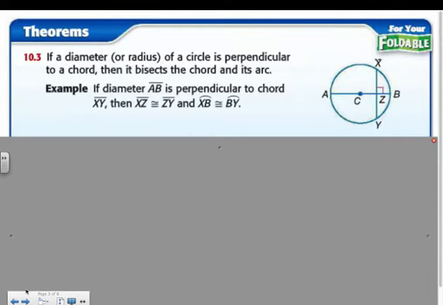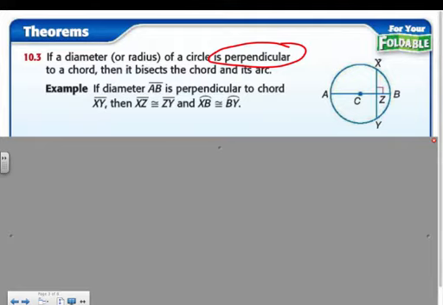Couple more here. Theorem 10.3. If a diameter or radius of a circle is perpendicular to a chord, then it bisects the chord and its arc. So basically right here, we're showing that a diameter or a radius, so either one, if it's perpendicular to a chord, which we're showing right here, then it means it bisects that chord and its arc.